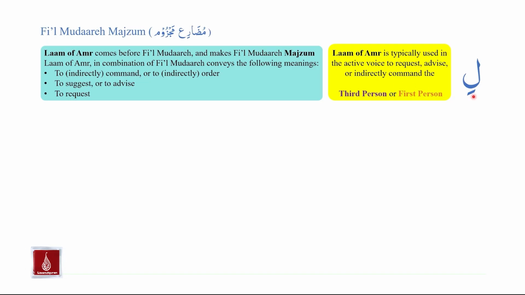To recap, this is how laam Amr or laam of Amr is written. Laam of Amr comes before fi'il mudari and it makes fi'il mudari majzoom. In combination with fi'il mudari, laam of Amr conveys the following meanings. It is used to indirectly command or to indirectly order. It is used to suggest or to advise, and it is used to request.